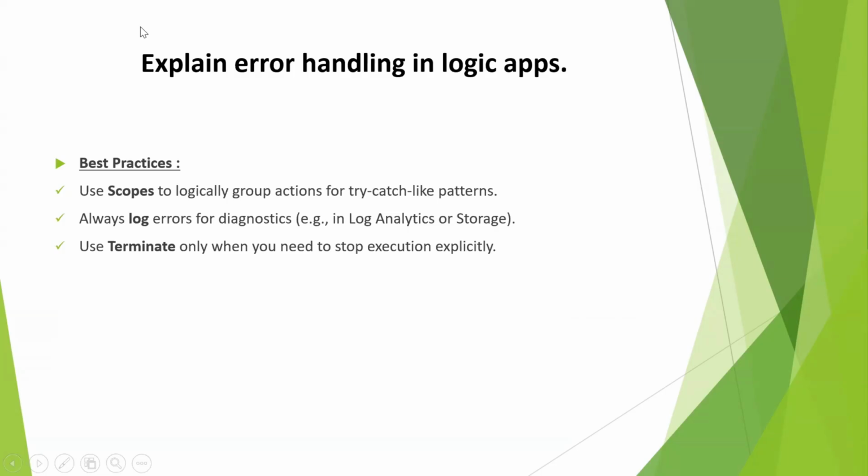Hope you understood how to achieve error handling in Logic App. So the best practices I have listed: use scopes to logically group actions for a try-catch-like pattern, and always log errors for diagnostics. Just catching the exception is not enough. We have to push those logs into Log Analytics or any Azure storage or Splunk, any tracking system, because there only we can analyze and find out what exactly happened and what can be done for that particular error. And use terminate only when you need to stop execution explicitly.